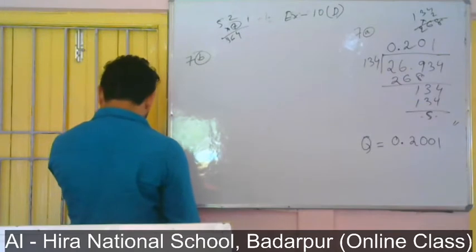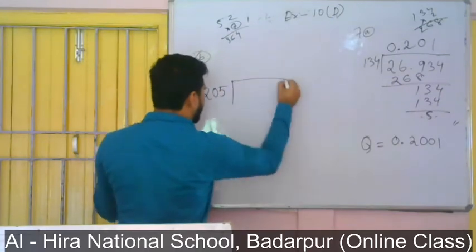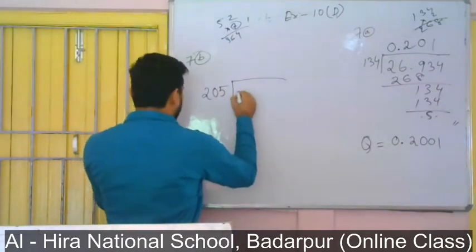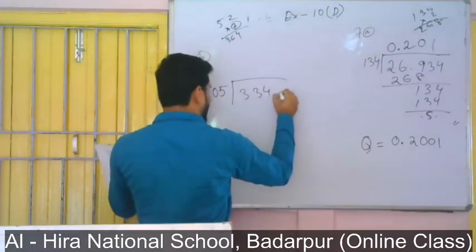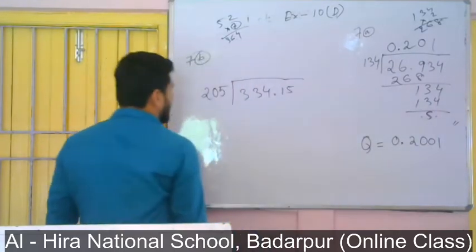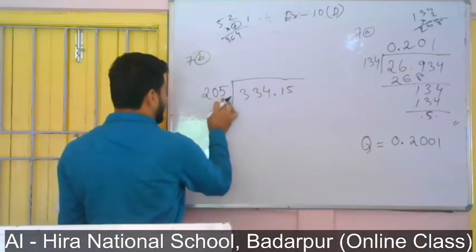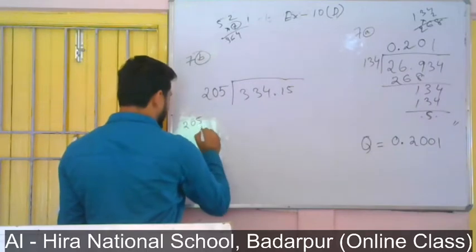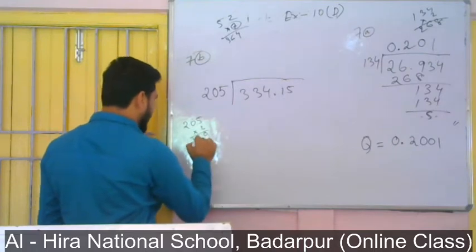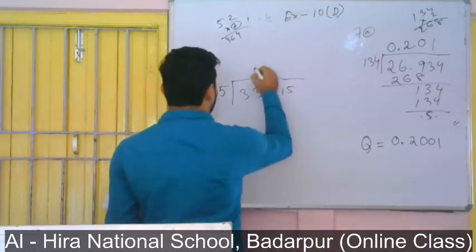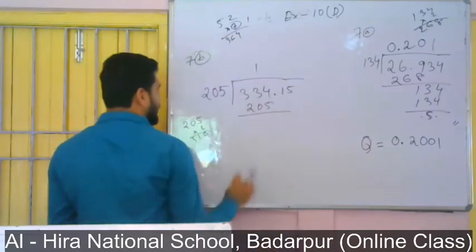7B, you see, 205 is the divisor and dividend what? 334.15. Okay. So let us multiply with 2. 205 into 2, let us check this one. 5 2s are 10, 2 1s are 2 and 1, and 2 2s are 4, 410. So it is not possible. So we give 1, 205, because 2 exceeds 334.